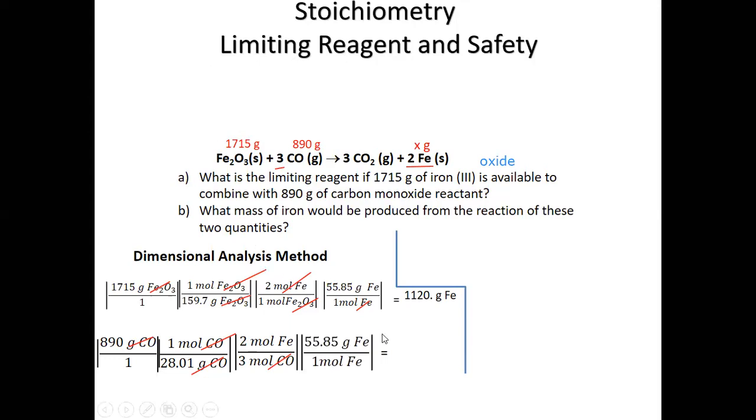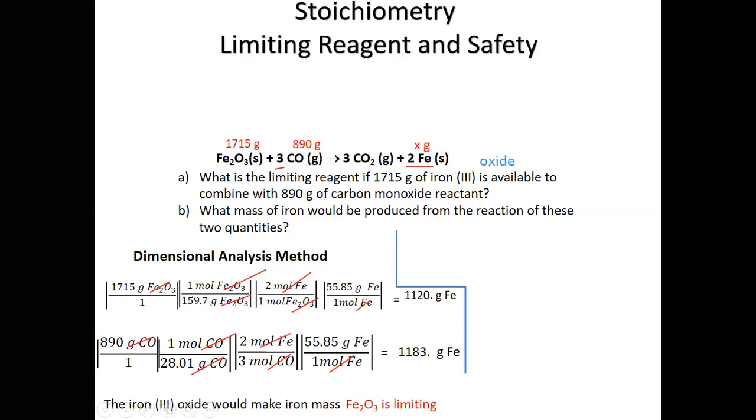So our molar mass for iron, again, is 55.85 grams. And we calculate, and what we find out, when we do this calculation, we end up with 1,183 grams of iron produced. Notice the carbon monoxide produced more iron than the iron 3 oxide did. So the chemical that we started with that produces the least amount of product, in this case, is iron 3 oxide. Iron 3 oxide would make less iron mass. So since it makes less iron mass, it becomes the limiting reagent.